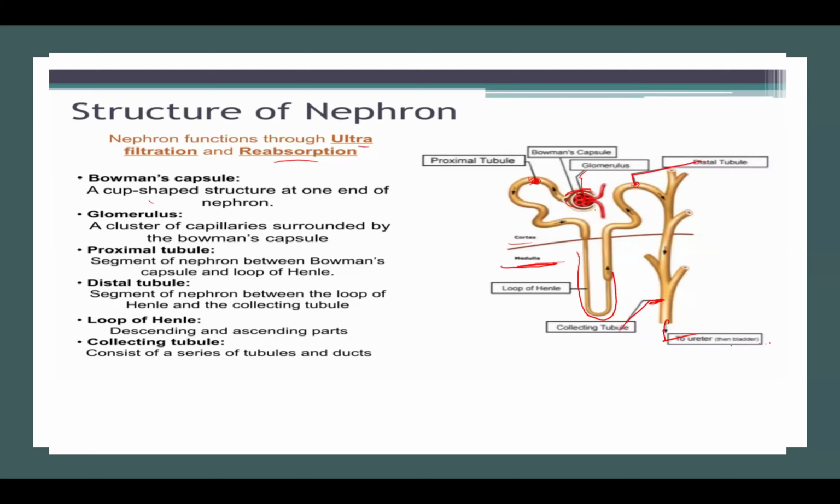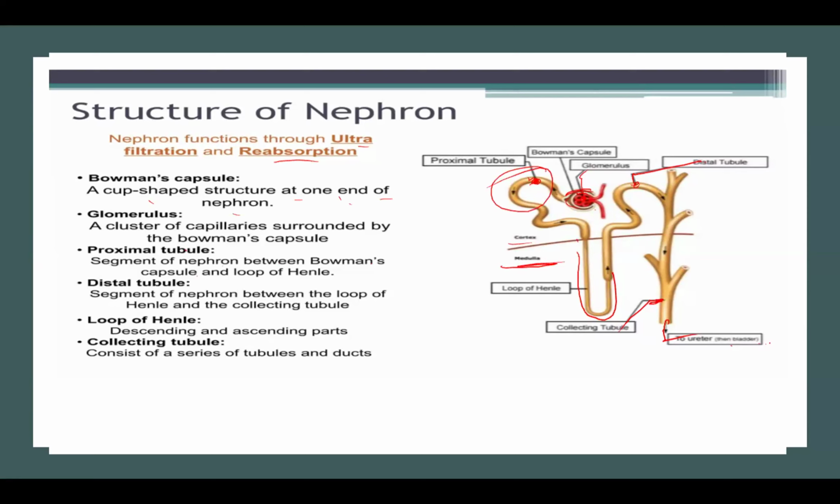What is Bowman's capsule? A cup shaped structure at one end of the nephron. Glomerulus: a cluster of capillaries surrounded by Bowman's capsule. Proximal tubule: segment of the nephron between Bowman's capsule and loop of Henle.